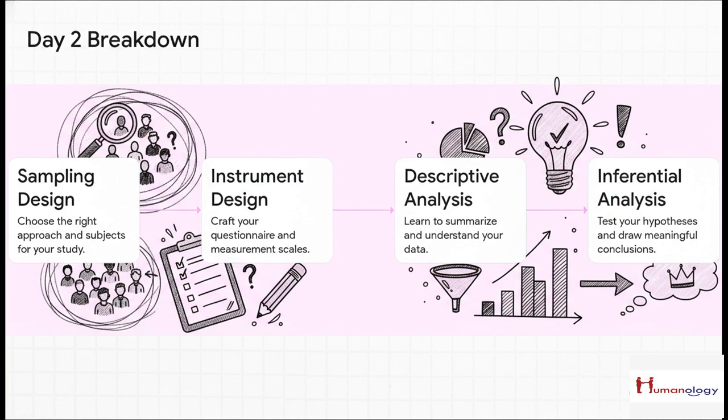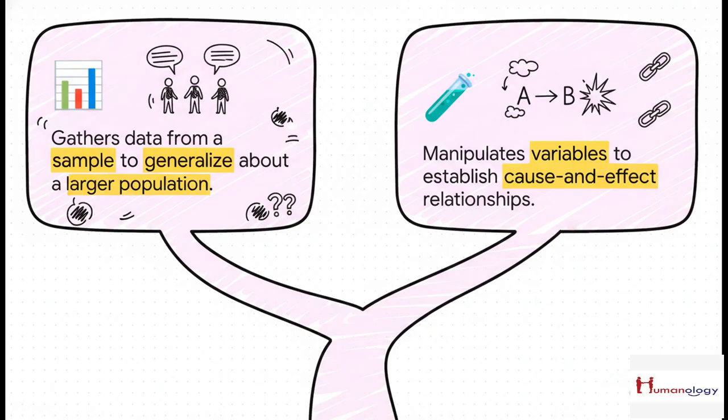This brings up a huge choice every researcher has to make. Are you doing a survey where you're trying to understand a big population by looking at a small piece of it? Or are you running an experiment where you're actually changing things to prove that A causes B? Knowing which way to go is absolutely critical.